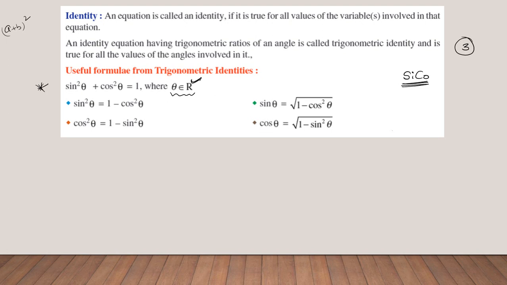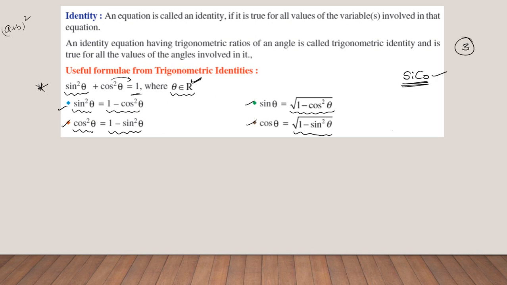Using this identity, you can write 4 more forms of this identity. How can you write? If you want sin square theta, you can transpose cos square theta to the right hand side. It becomes 1 minus cos square theta. So whenever you find sin square theta, you can replace it with 1 minus cos square theta. The same way, cos square theta can be replaced with 1 minus sin square theta. Whenever you are having sin theta, you can write it as square root of 1 minus cos square theta, and cos theta as square root of 1 minus sin square theta.